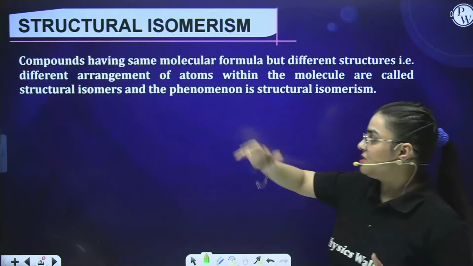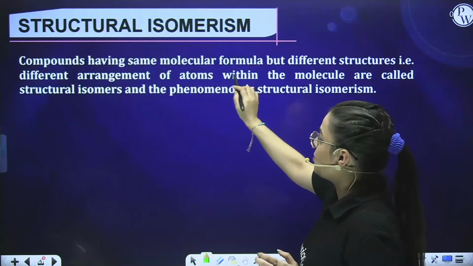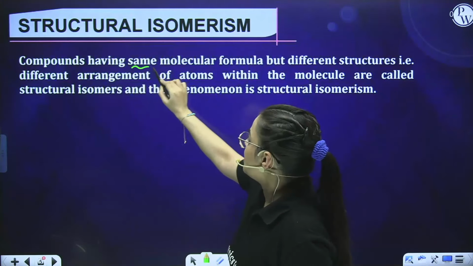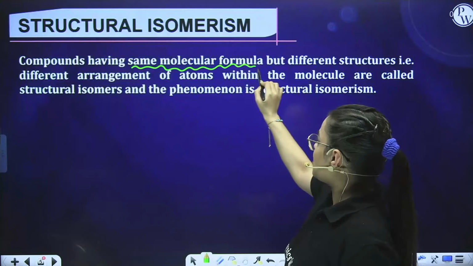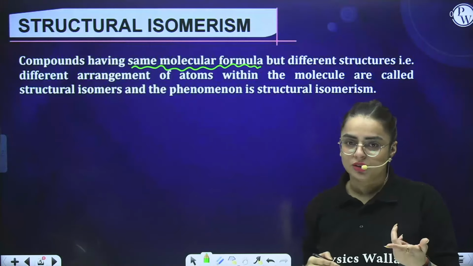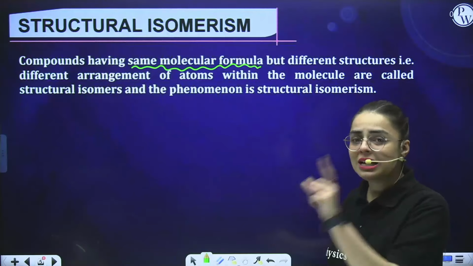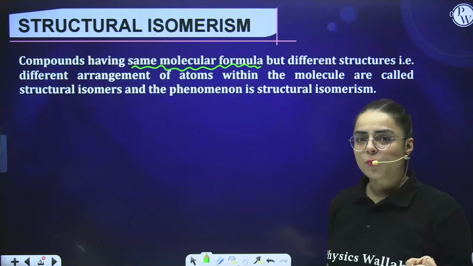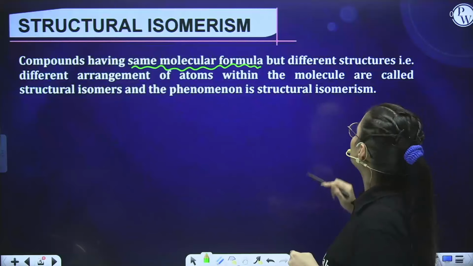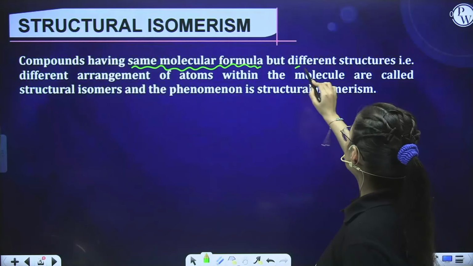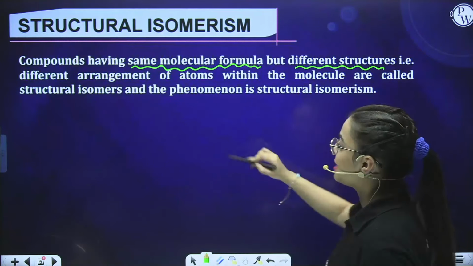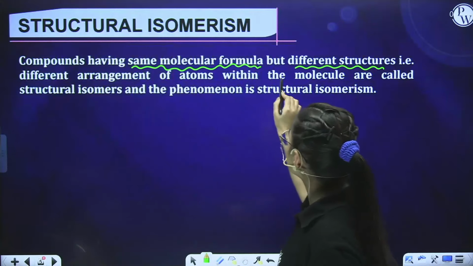If I talk about its definition, compounds having the same molecular formula. This is the basic necessity for any compounds to be known as isomers of each other, that they should have the same molecular formula. Other than this, there should be at least one different property. So what is the different property? It is different structures, that is, different arrangement of atoms within the molecule.